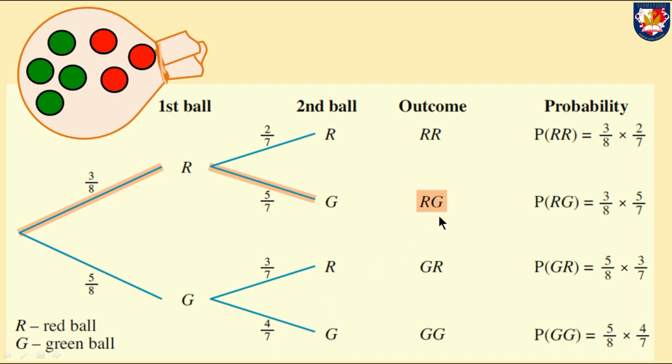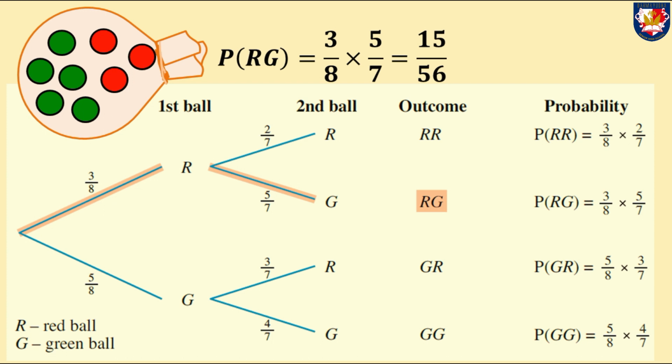Now, this is the favorable outcome for the first red and the second green. So the probability of red at the first and green at the second is 3/8 times 5/7 equals 15/56. It comes from multiplying this one with this one.